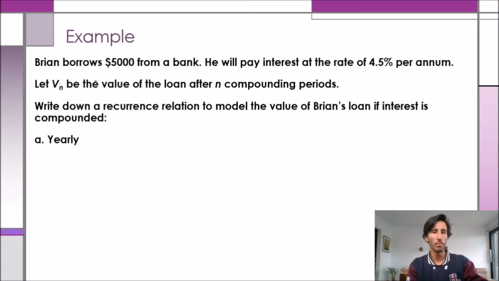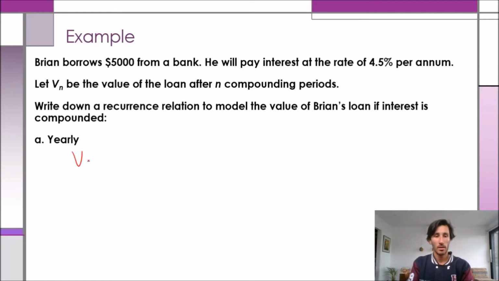All right, what about Brian? He's borrowing $5,000 from a bank. He will pay interest at a rate of 4.5% per annum. Let Vn be the value of the loan after n compounding periods. Write down a recurrence relation to model the value of Brian's loan if interest is compounded yearly.